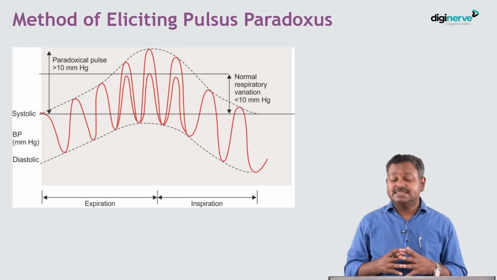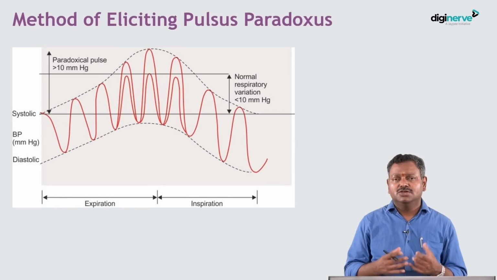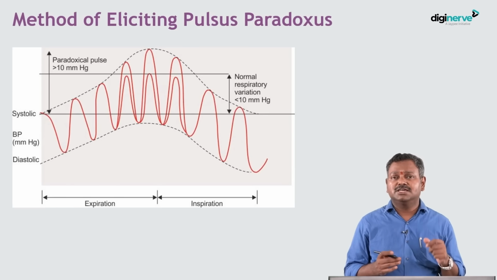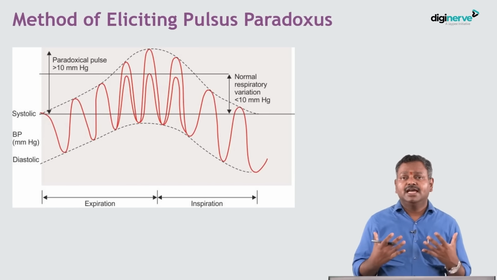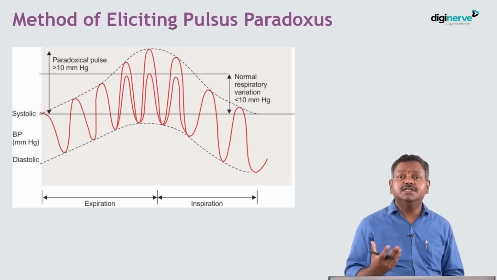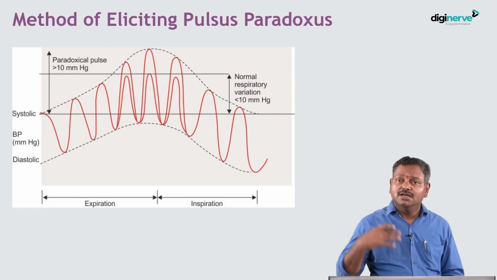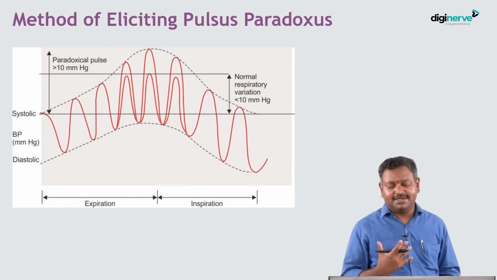The next pulse is the pulsus paradoxus. Now again, a very important topic, a lot of MCQs are asked on pulsus paradoxus. It is again very difficult to demonstrate because it is seen in patients who are very tachypneic. Acute severe asthma and acute exacerbation of COPD are two common conditions where you can get pulsus paradoxus. But classically pulsus paradoxus is described for constrictive pericarditis.